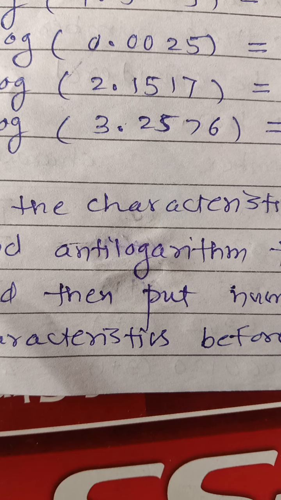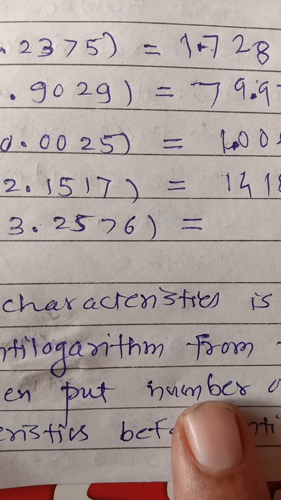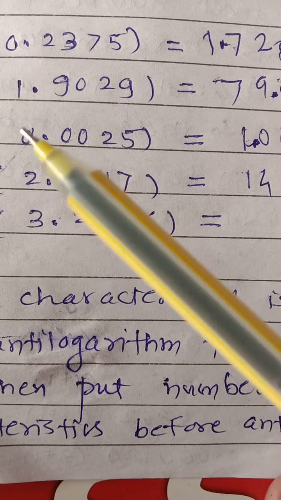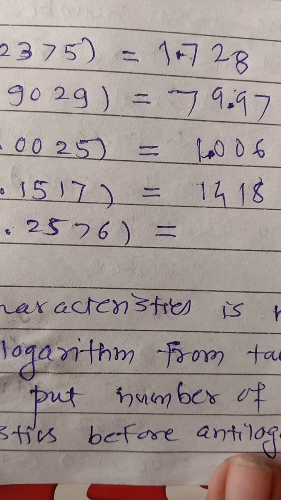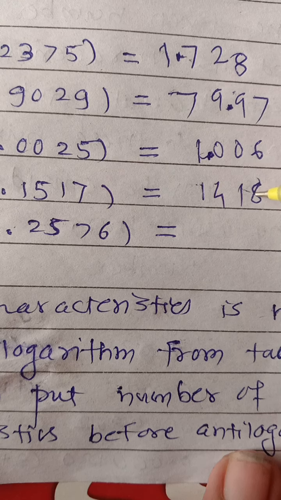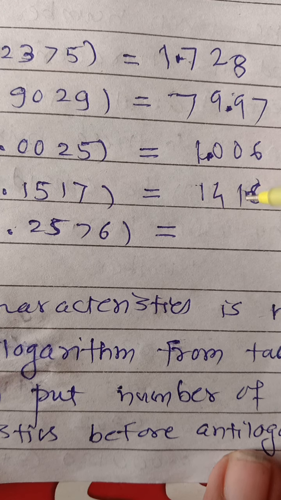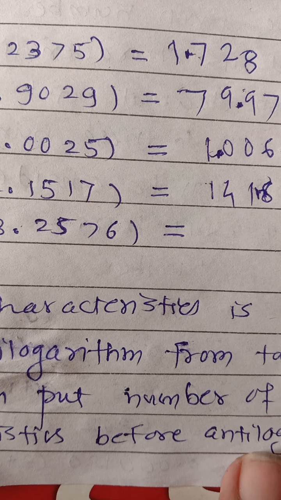So 1418, but here the initial characteristic is 2. Characteristic is 2, and then 2 plus 1 will be equal to 3, and therefore the decimal will be placed here between 1 and 8. The decimal will be placed between, and we will get 141.8.